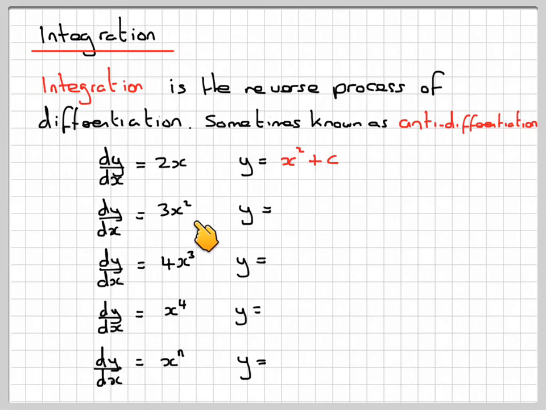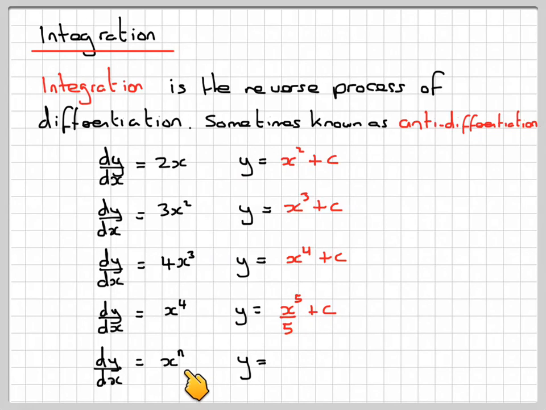This one comes from x cubed. And this one comes from x to the 4. Let's just check. We get 4x cubed plus c. Now this one's not quite straightforward. Yes, it comes from x to the 5, but if you differentiate this, the 5 has to come down in front, and therefore we have to put a 5 down here in order to compensate, in order to get back to x to the 4 plus c.